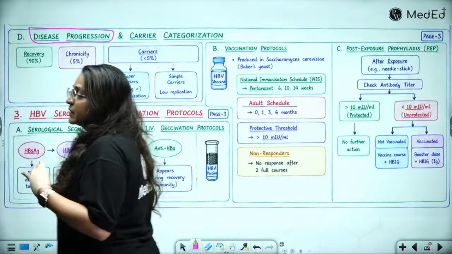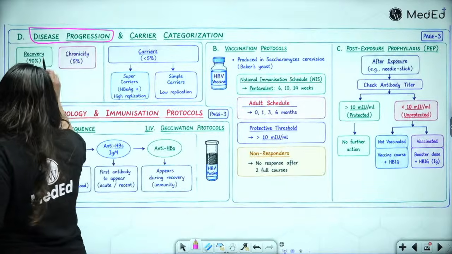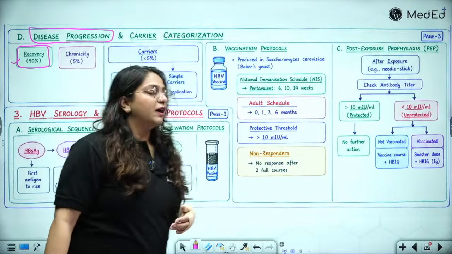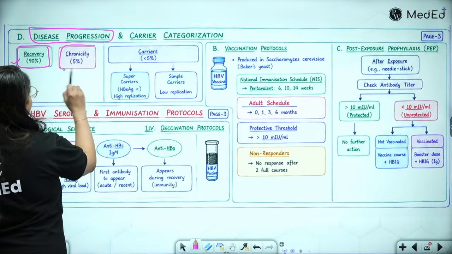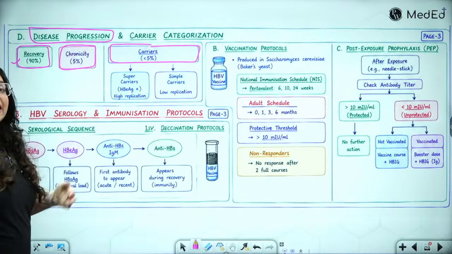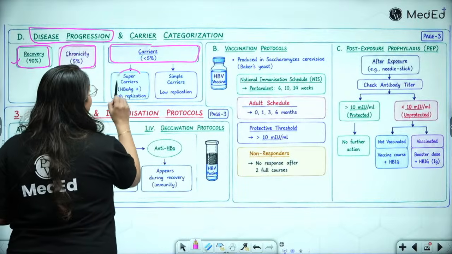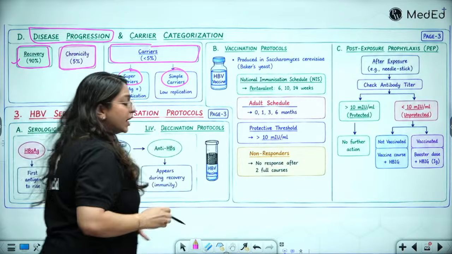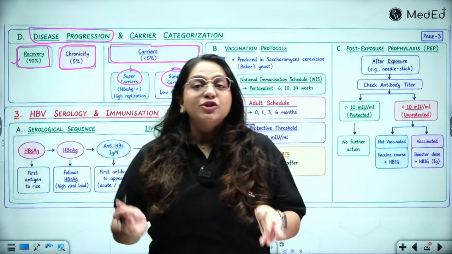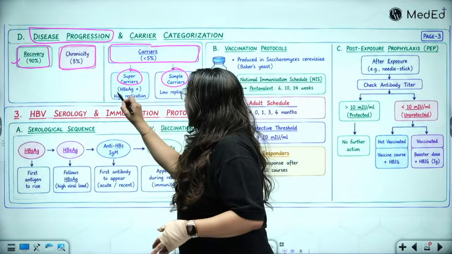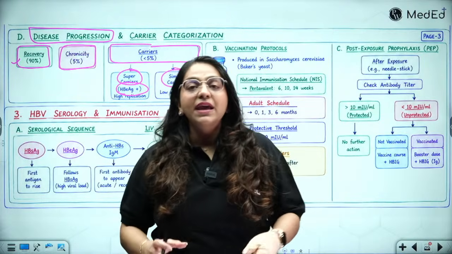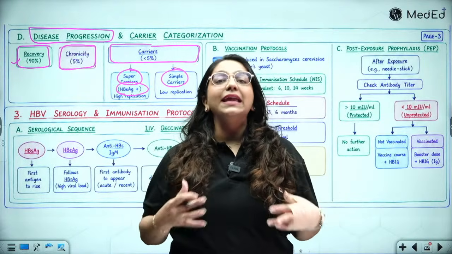So whenever there's a person who gets hepatitis B, 90% of them recover. Only 5% go into chronicity, and less than 5% of people become carriers. Okay, and in these carriers there can be some super carriers and some simple carriers. Now you tell me, what is a super carrier? Somebody with high infectivity. So a super carrier is always going to be HBe antigen positive, because a super carrier has to be highly replicating and highly infective.